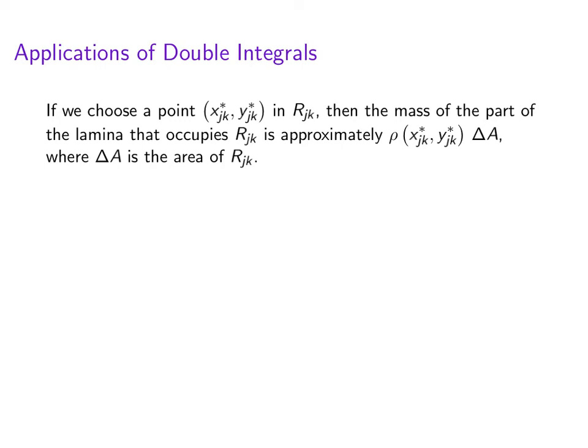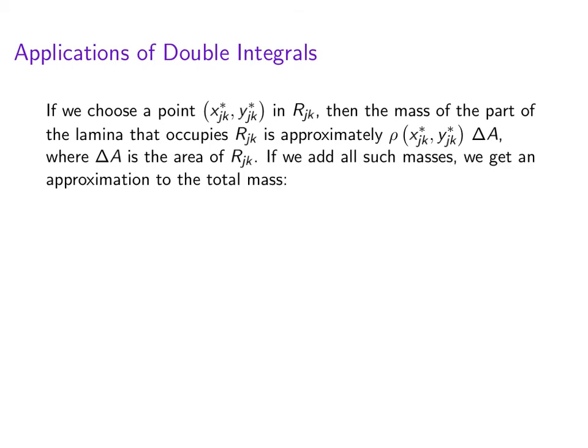The mass of that portion of the lamina that occupies that subrectangle is approximately rho of (x_jk star, y_jk star) times delta A. So it's the mass density times the area, and delta A is the area of that subrectangle. Then we add up all those masses, we get an approximation to the total mass. This is a double Riemann sum.